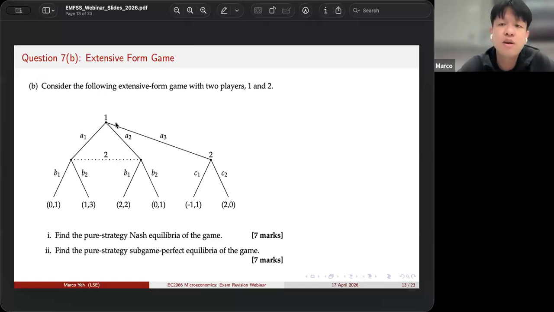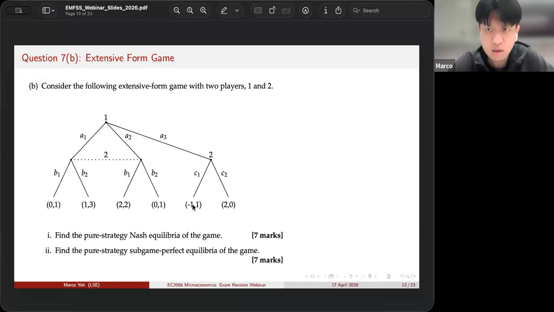Player 1 is choosing A1, A2, A3 at the very beginning, and player 2 makes their own choice depending on the choice from player 1. Let's first focus on the right-hand side, it looks easier. Player 1 choosing A3, then player 2 can choose either C1 or C2, and these are the final payoff vectors given different strategy choices. And if player 1 is choosing A1 or A2, there is an information set between these two nodes.